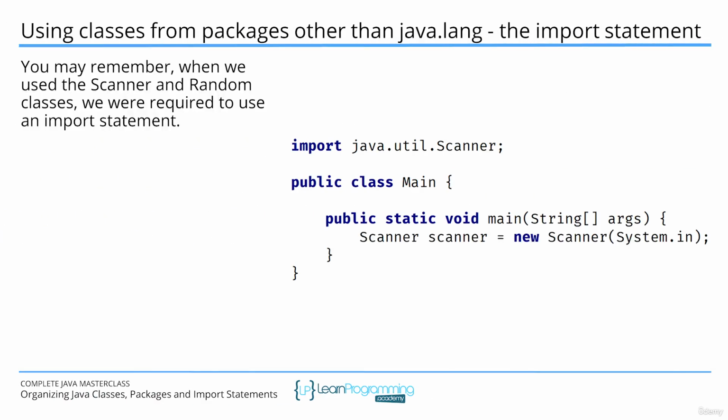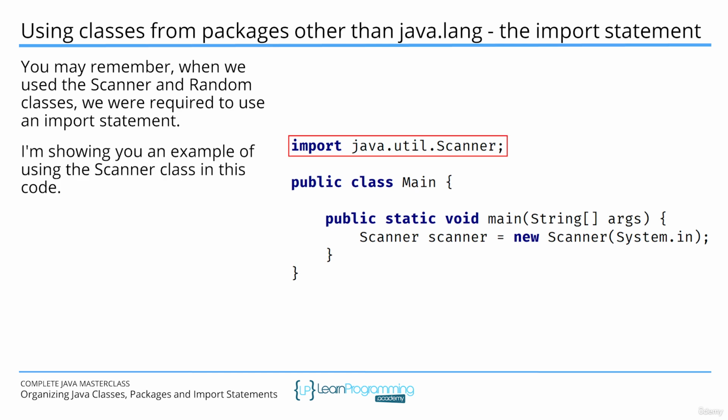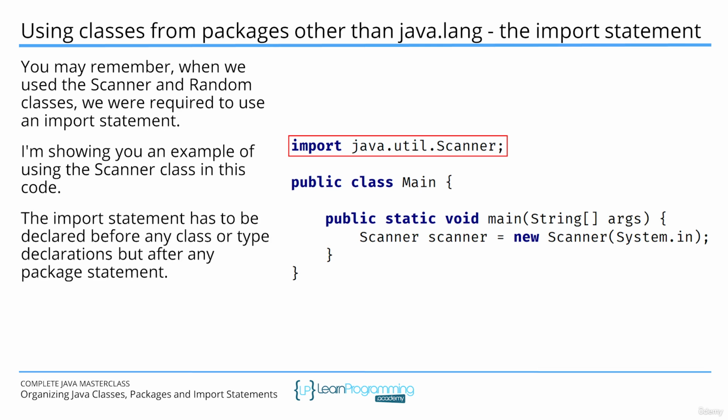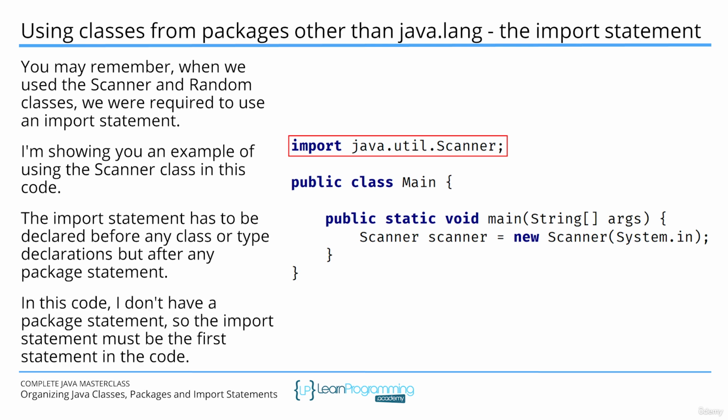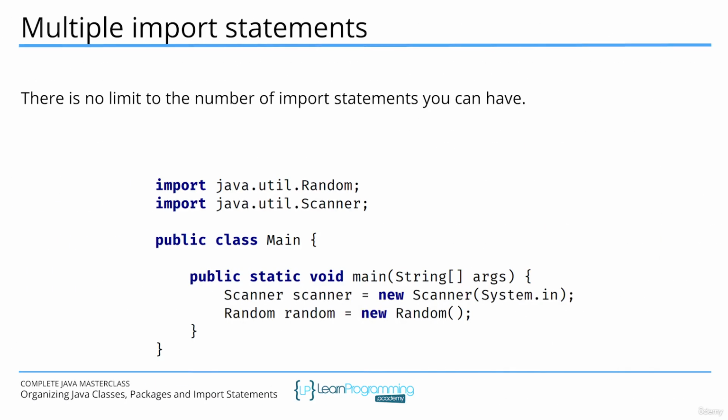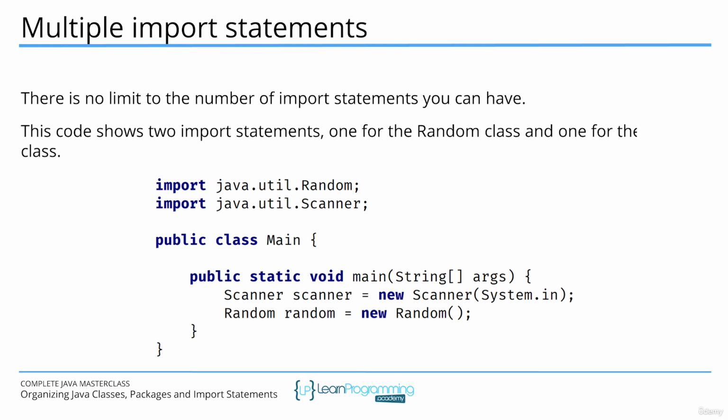You may remember, when we used the Scanner and Random classes, we were required to use an import statement. I'm showing you an example of using the Scanner class in this code. The import statement has to be declared before any class or type declarations, but after any package statement. In this code, I don't have a package statement, so the import statement must be the first statement in the code. There is no limit to the number of import statements you can have. This code shows two import statements, one for the Random class and one for the Scanner class.